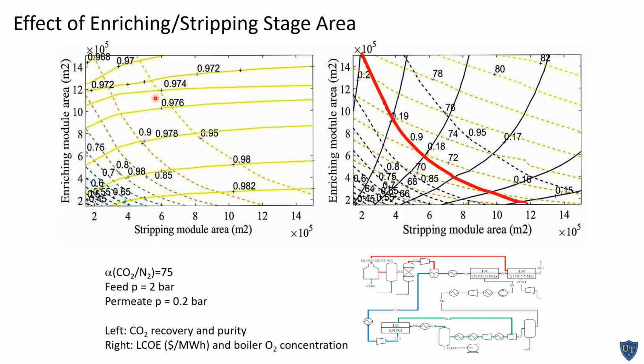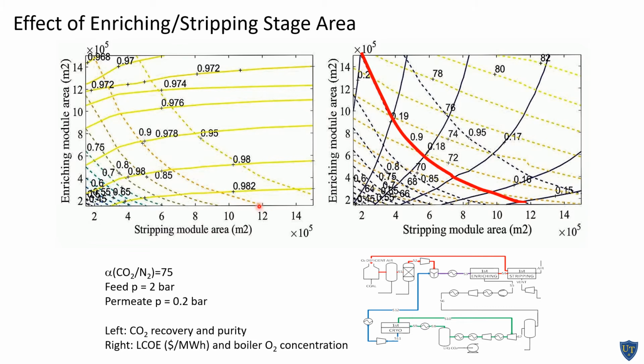The dotted lines that you see running in this direction represent the recovery. This dotted line right here represents 95% recovery, and this dotted line here represents 90% recovery. And so in order to meet the purity and recovery targets, we would need to use a combination of an enriching stage and a stripping stage that are in this region right here, to the right of this dashed line.